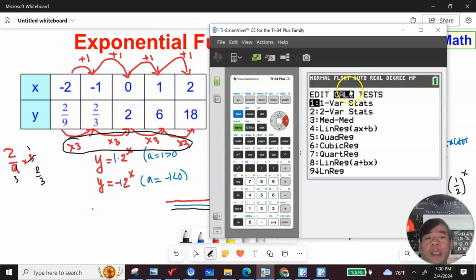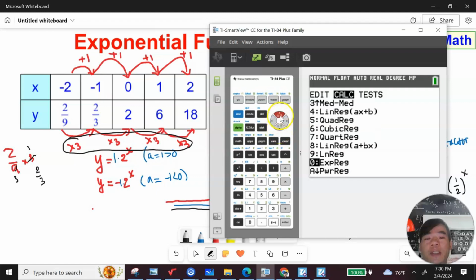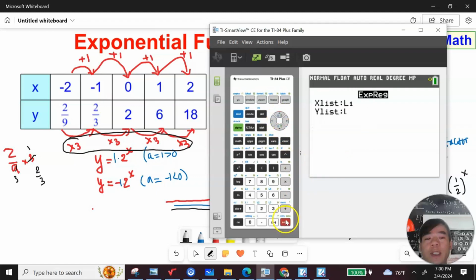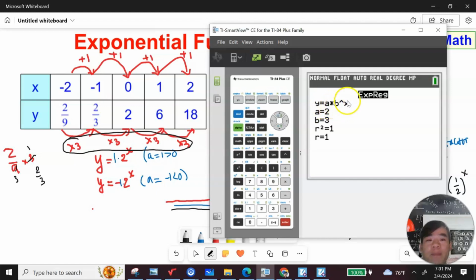Go to CALC right here. Now, exponential function. You need to scroll down until you see 0 right here. This is the exponential function. Hit enter. Now, go to store RegEQ right here. Hit VARS, Y-VARS, Function, Y1, okay? Now you hit calculate. Alright, so the exponential function right here should be y equals a times b to the power s, but a equals 2 and b equals 3, okay?